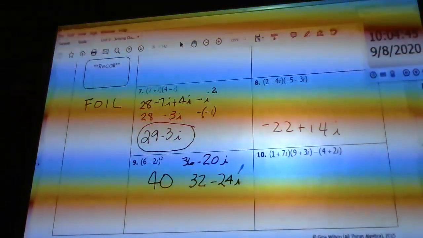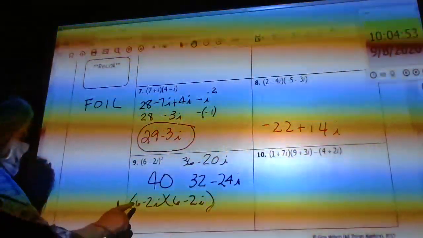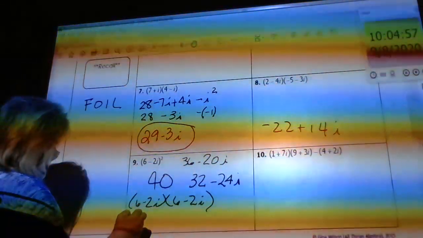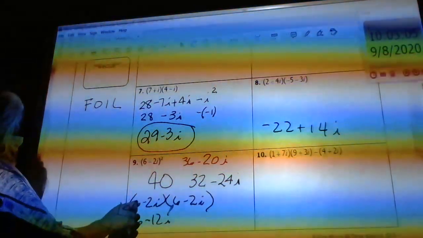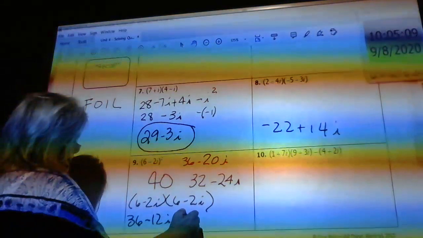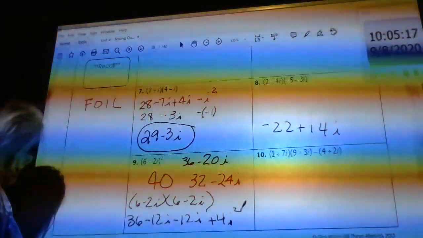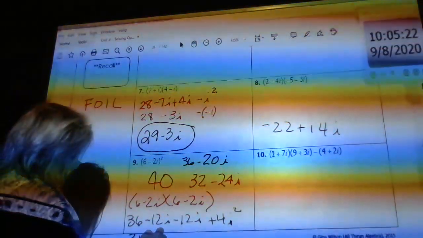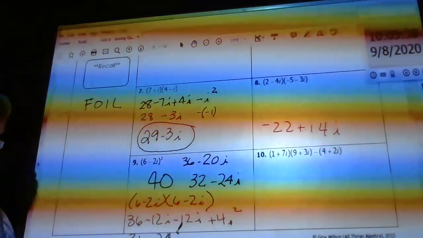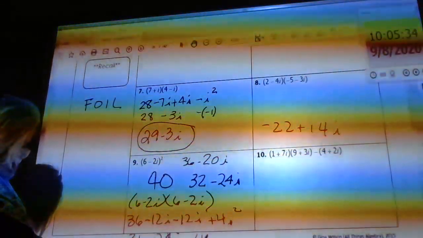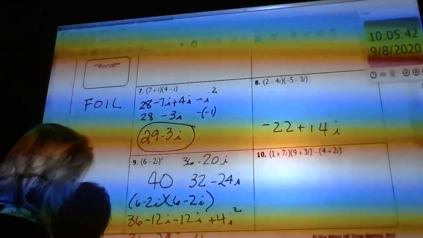All right, so let's step through it. We have 6 minus 2i times 6 minus 2i. 6 times 6 is 36, minus 2i times 6, six times a minus 2i, and then minus 2i times minus 2i. Combine like terms, we've got 36 minus 24i. Plug in our -1, so 4 times the -1 is -4. 36 minus 4 is? There you go.